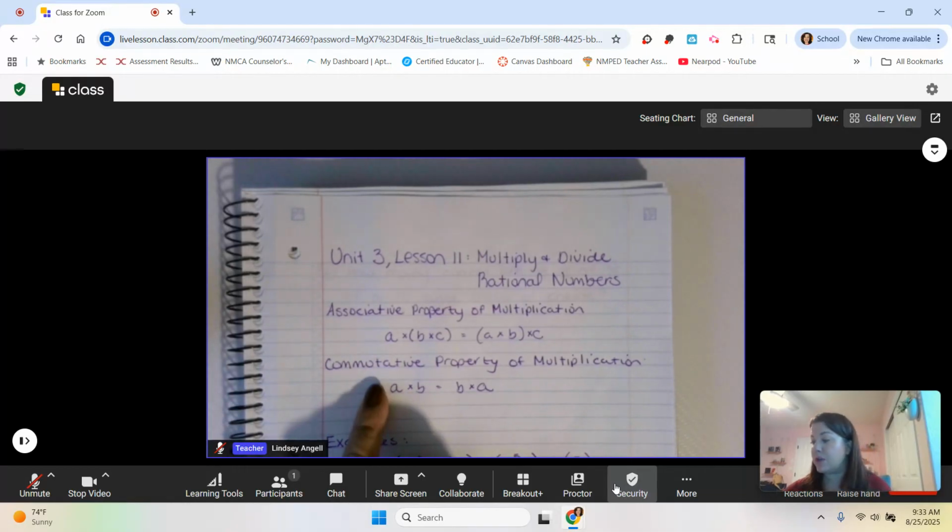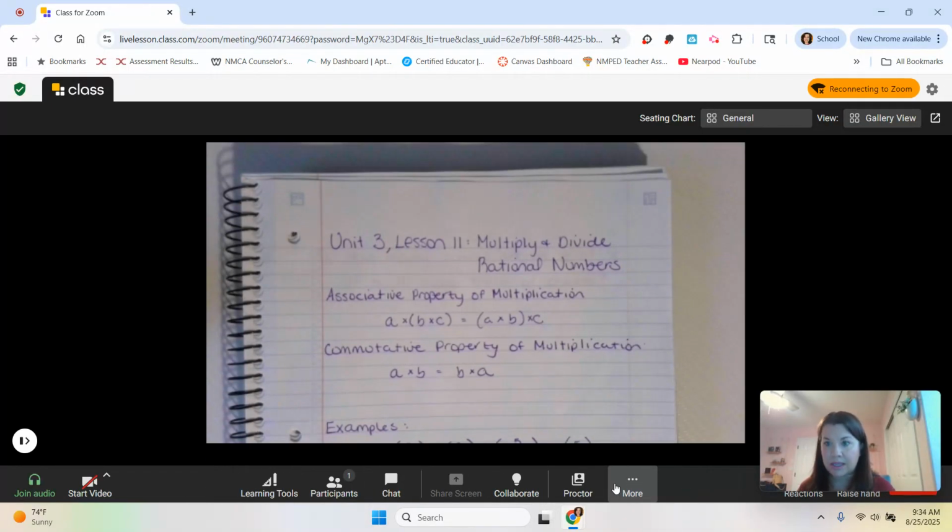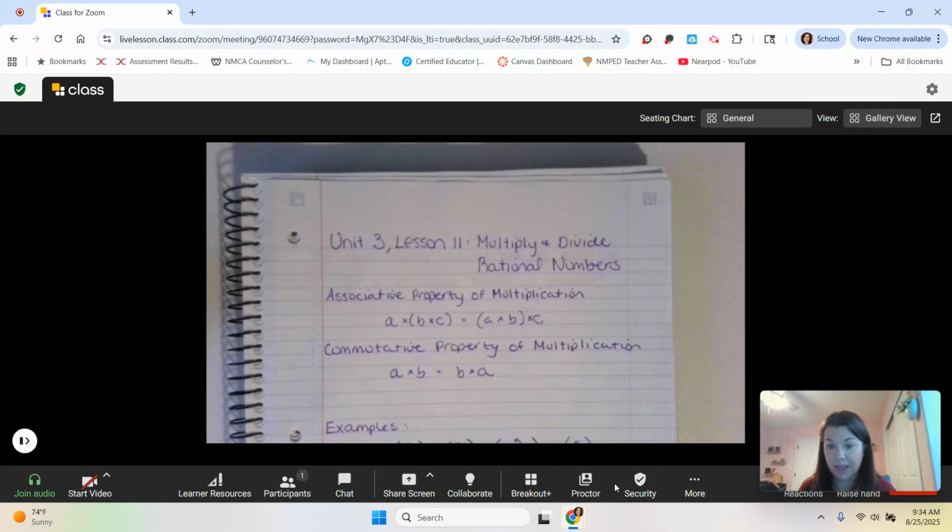The same is true for the commutative property. Just like with addition, it doesn't matter the order that you add. 2 plus 3 equals 3 plus 2. Same thing with multiplication. A times B is the same thing as B times A. Alright? Those are helpful as we go through problems, especially when there is more than one operation going on.